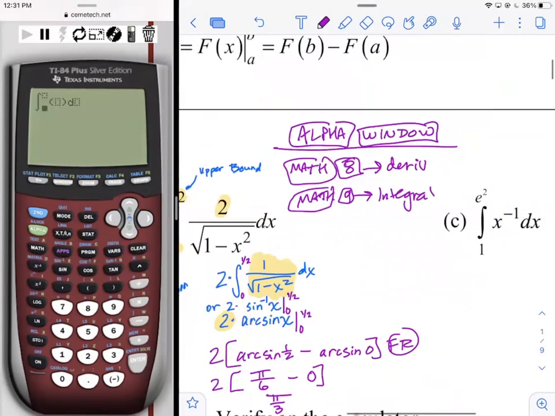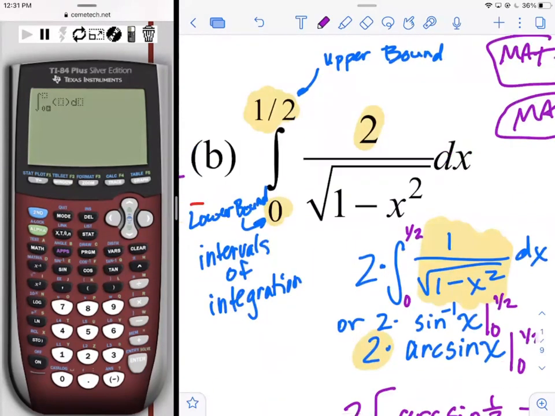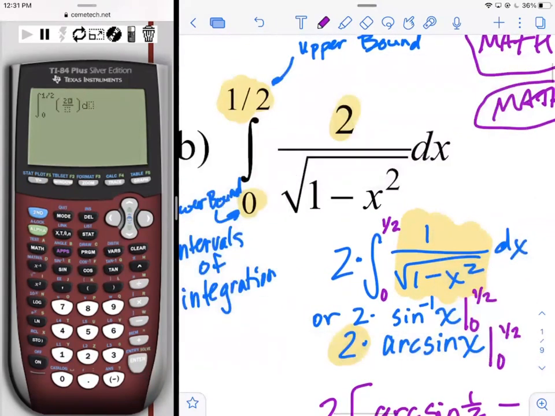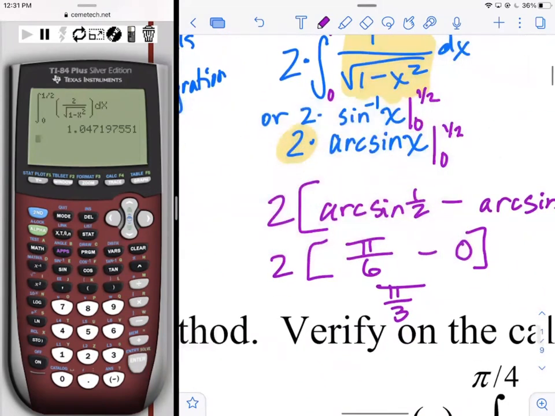And now I'll just type it in as I see it, right? 0 to 1/2. And my integrand, I'll hit alpha y equals. Remember, I won't type it in the way I modified it. I'll type it in the original way. 2 over the square root of 1 minus x squared with respect to x, right? And you double check, triple check, and you type it in, and it gives you that. And now you type in what we got, pi divided by 3, and it's the same.